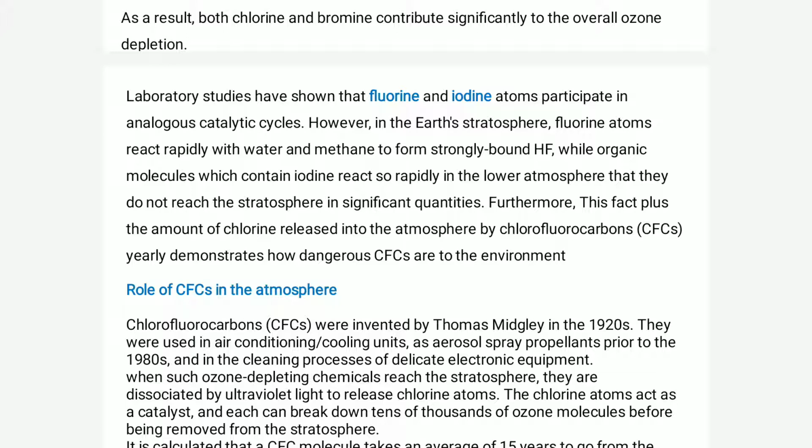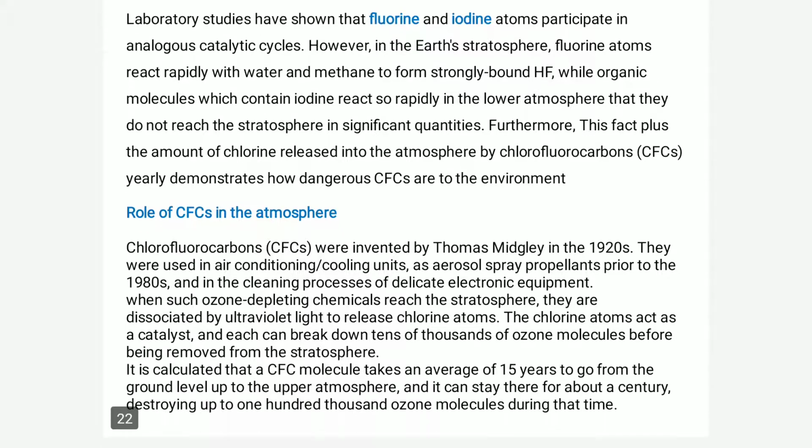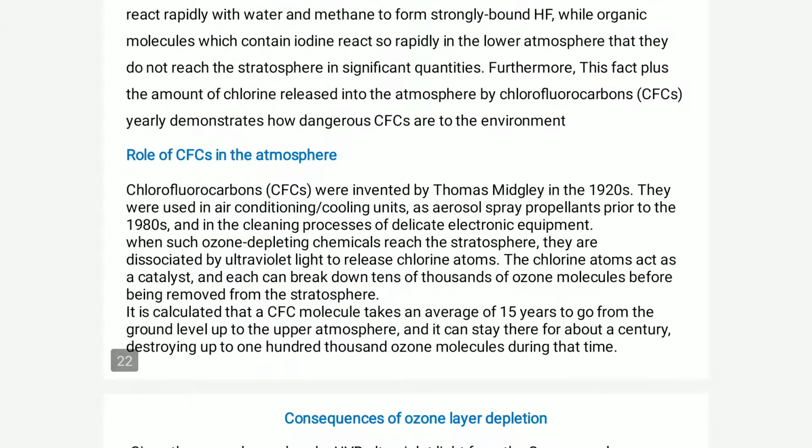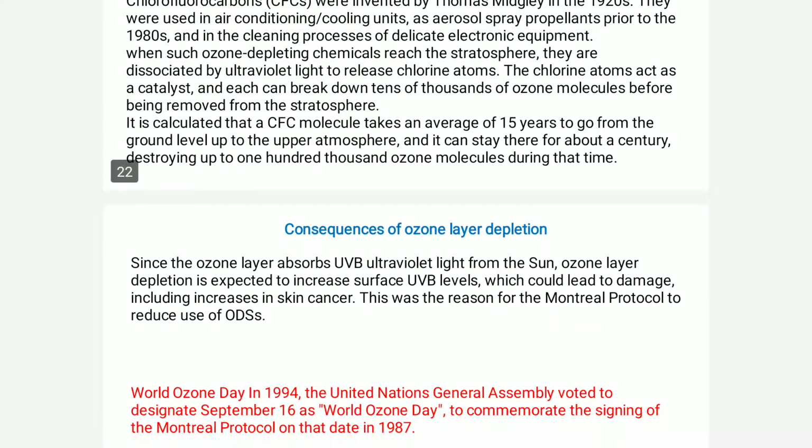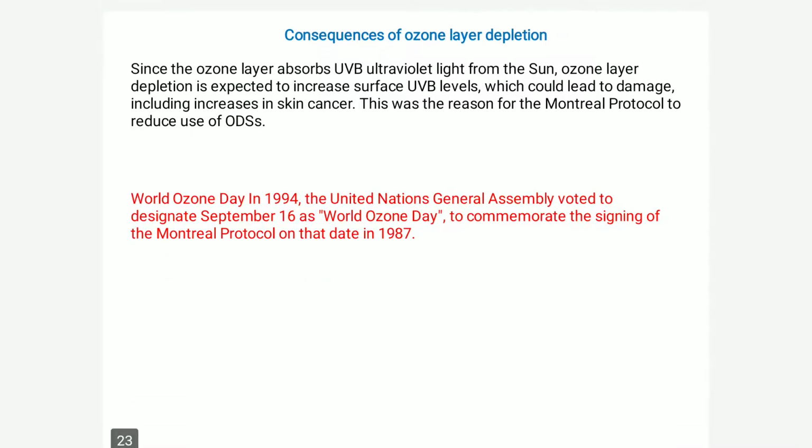But fluorine atoms react rapidly with water and methane to form strongly bound hydrofluoric acid, while organic molecules which contain iodine react rapidly in the lower atmosphere, where they do not reach the stratosphere in significant quantities. So these are the reasons and consequences of the ozone layer depletion.